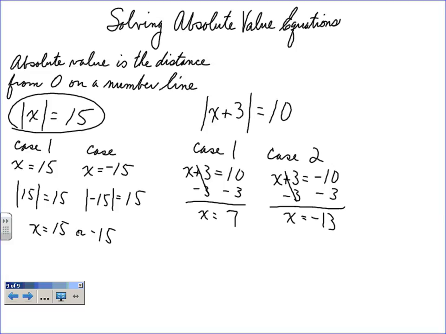And let's plug it in and see if it works. Look inside the equation here, the absolute value, 7 plus 3. Yeah, that's 10, and the absolute value does equal 10. If I plug in negative 13 plus 3, that is what? Negative 10. And the absolute value of negative 10 is 10. So the two answers here, x could equal 7, or x could equal negative 13. So the two answers are not always the same.